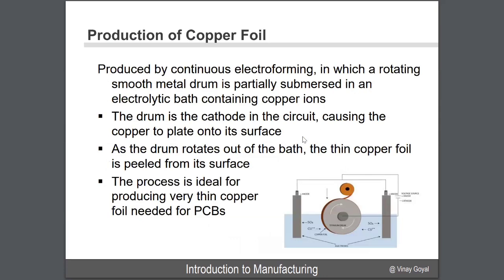First we're going to talk about the production of the copper foil. This production consists of continuously electroforming it by using a rotating smooth metal drum that's partially submerged in an electrolytic bath that contains copper ions. The drum acts as a cathode in the circuit, which causes the copper to plate onto the surface. As the drum rotates out of the bath, the thin copper foil is peeled from the surface. And this process is ideal because you can produce very thin copper foil. So electroforming is what we're using here to create the very thin copper foil.